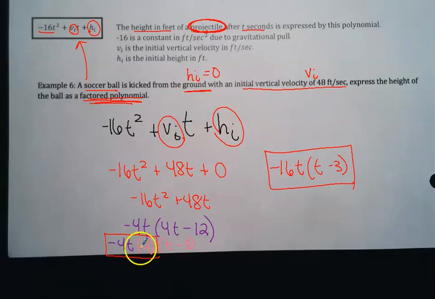Just knowing what to do after, because we took the negative 4t out and then we factored the 4 out, we do have to multiply those back together to get our final term there. Okay, I know that was a lot.